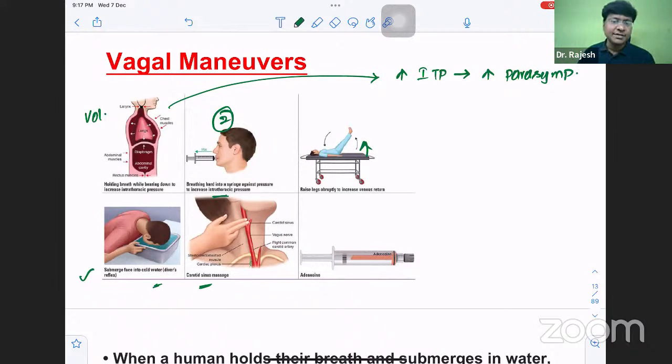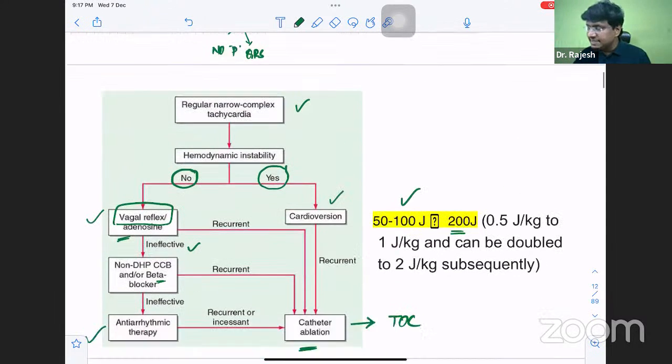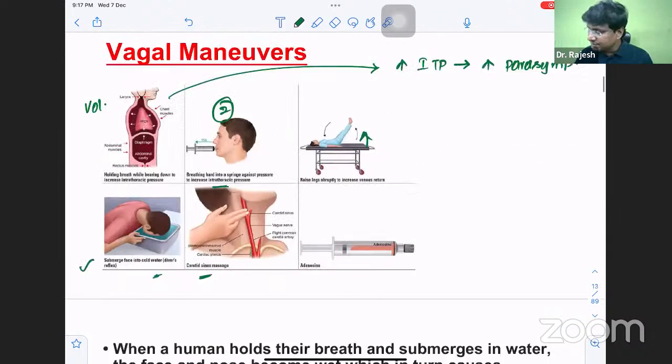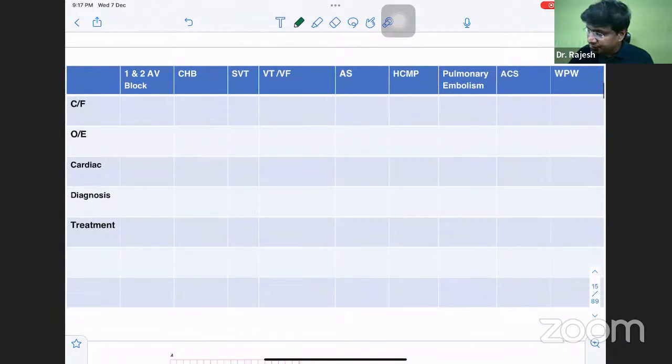And all these vagal maneuvers, what will they do? They will increase the parasympathetic stimulus to the cardiac pacemaker, and that will cause bradycardia. And if the vagal maneuvers fail, then we give adenosine if the individual is hemodynamically stable. If the individual is hemodynamically unstable, then we need to do cardioversion. So that is about your SVT. We have discussed AV blocks as well as SVT, which can cause syncopal attacks.